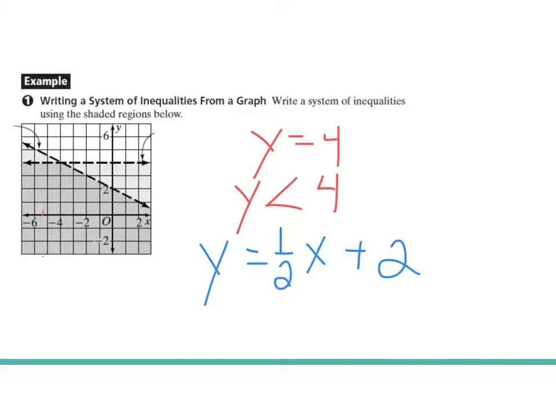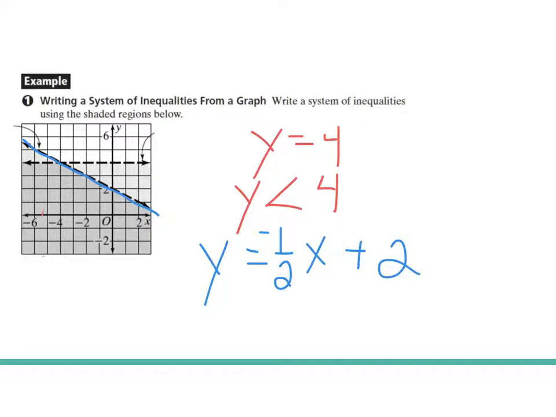So the equation of that blue line that I'm tracing over again is going to be, is it positive or negative? Oh, it's going down, so do not forget to make that a negative. The slope is negative 1/2, and the y-intercept is 2. So that blue line that I have there is y equals negative 1/2 x plus 2.